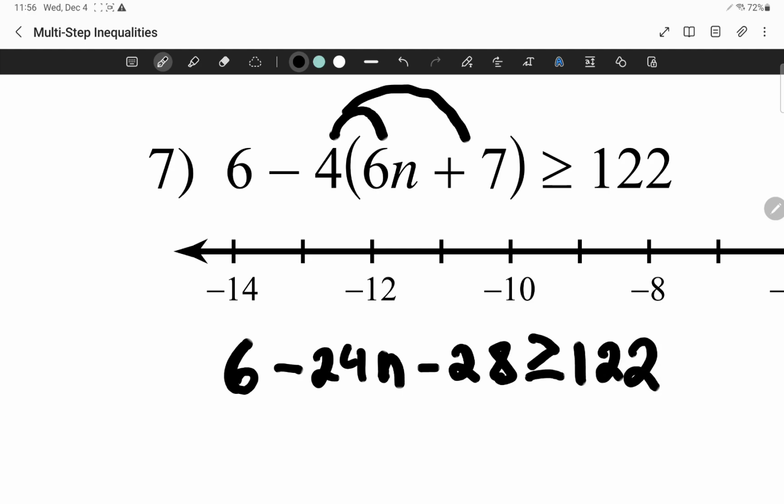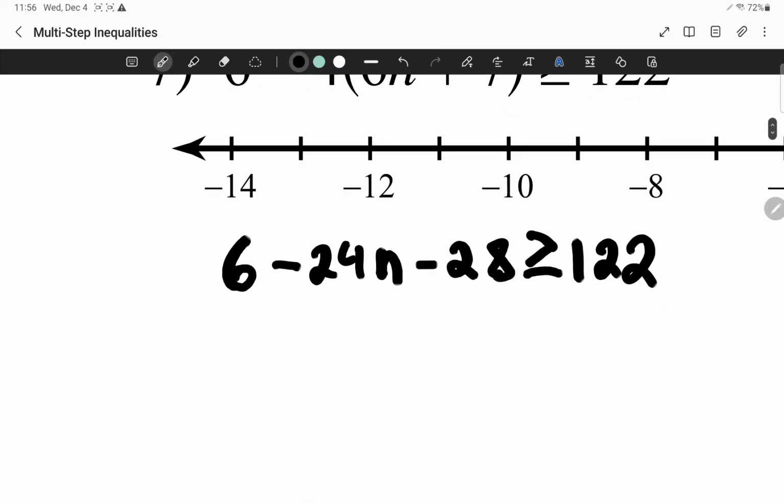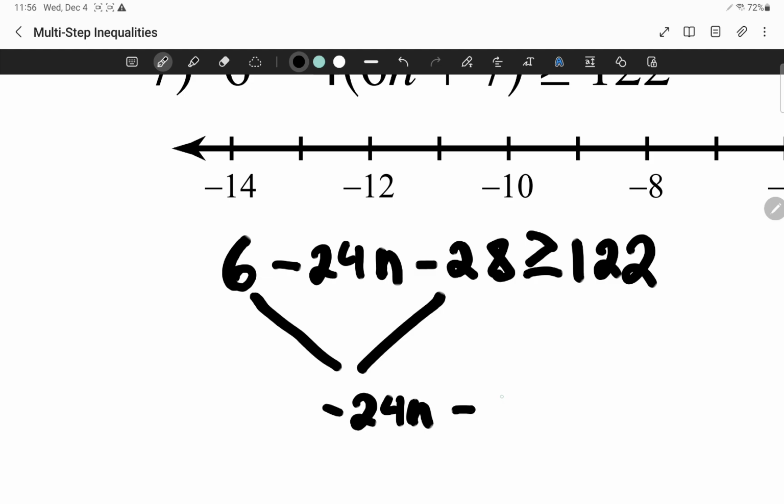All right, pretty easy. Now, what can I do here? I see that I have two regular numbers, the 6 and the -28. We combine them and we get the following: -24 and -22. Now, why do I have -22? Well, that's because 6 is positive, 28 is negative, so they subtract from each other, but I keep the sign of the biggest one. Okay, that's how I got that.